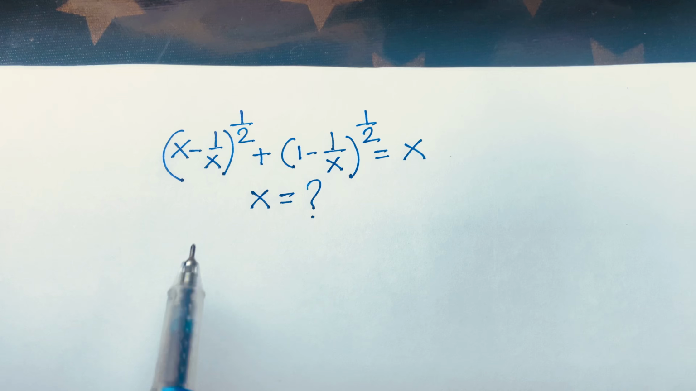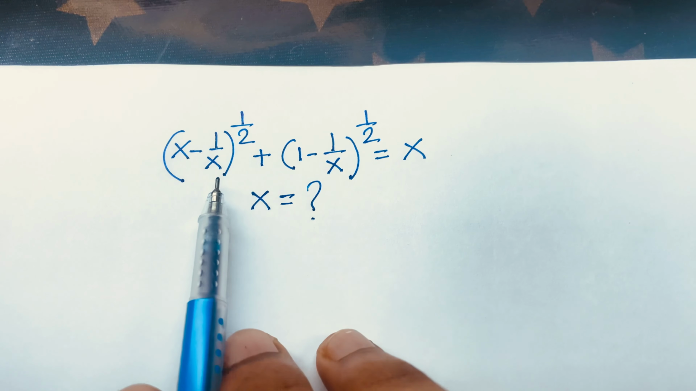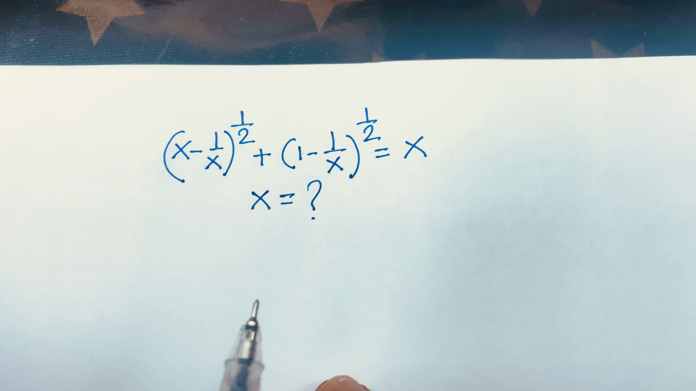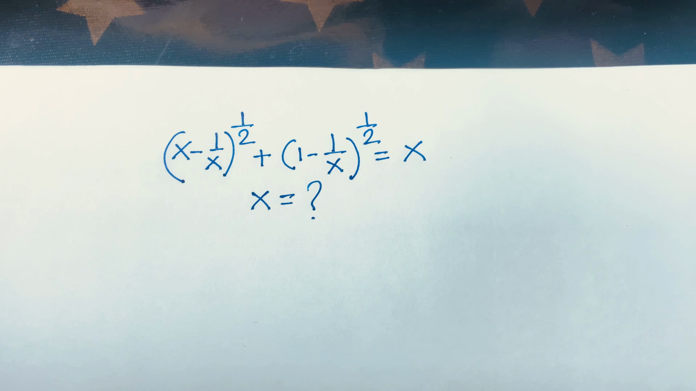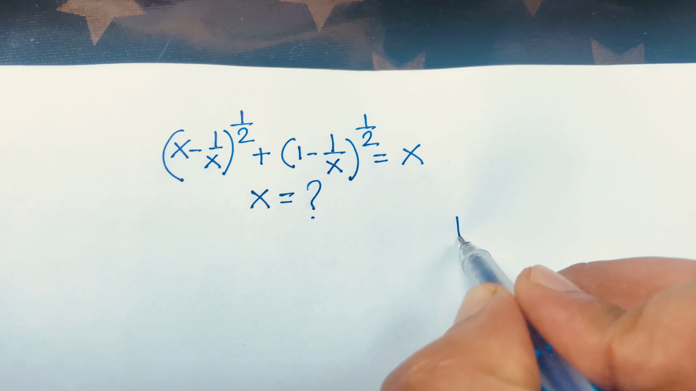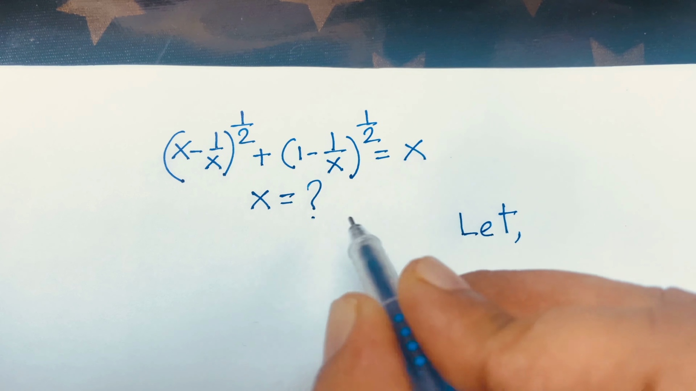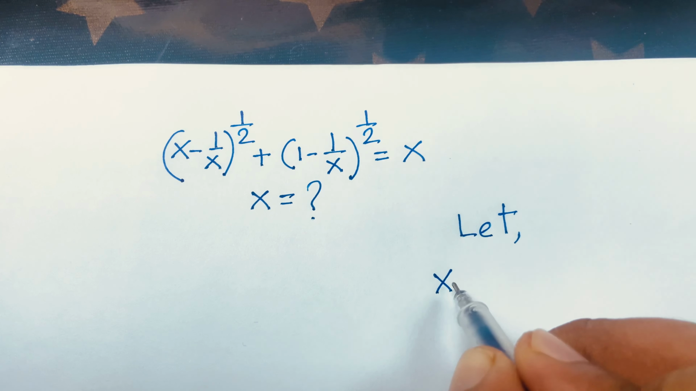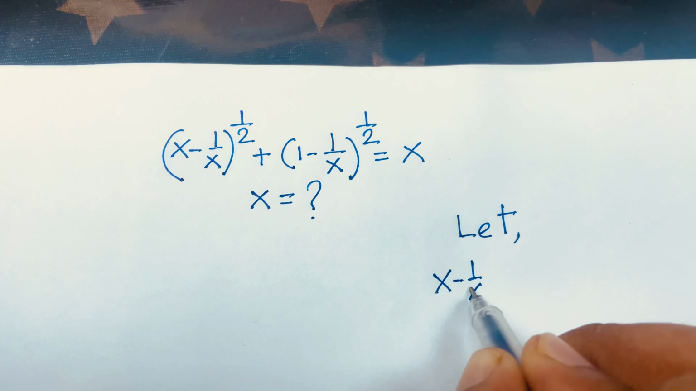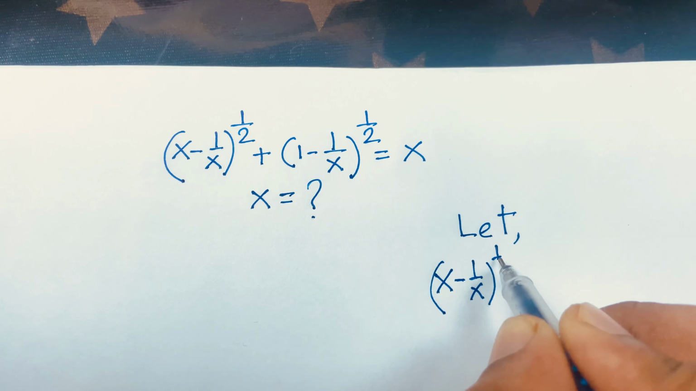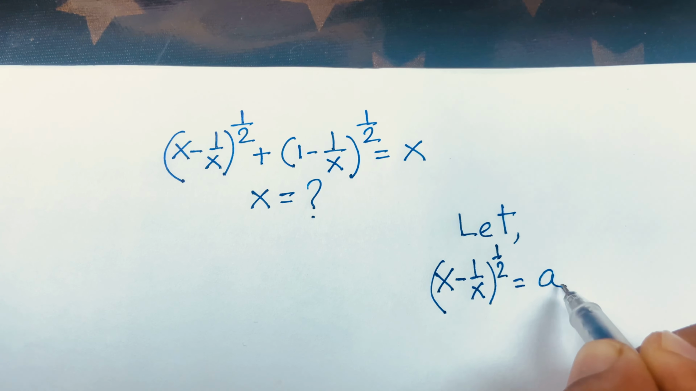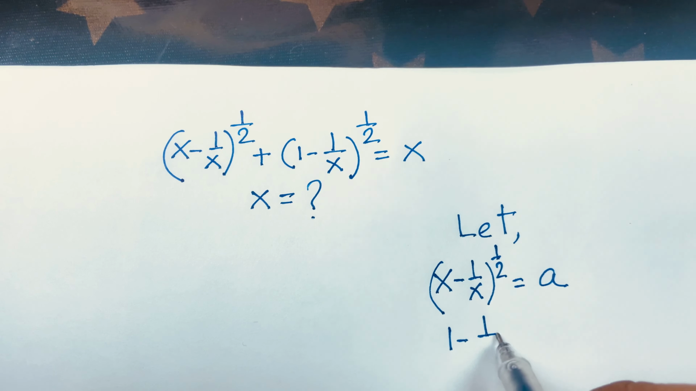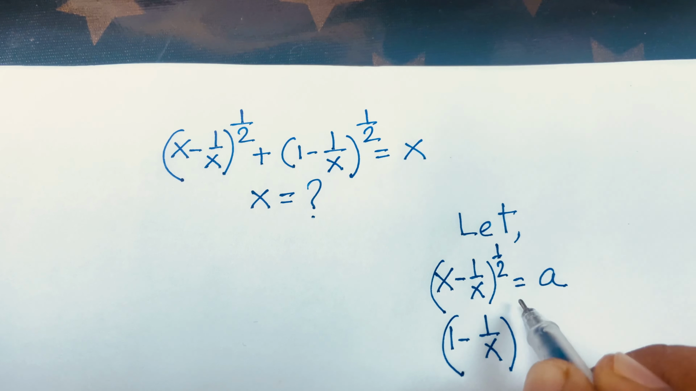So you can see easily it will be square root of (x minus 1 over x) plus square root of (1 minus 1 over x) is equal to x. So how to solve this question? If you want to solve this question, first of all, we're going to assign names. Here is x minus 1 over x. So I can say this quantity, (x minus 1 over x) to the power half, will be a. And here is (1 minus 1 over x) to the power half.